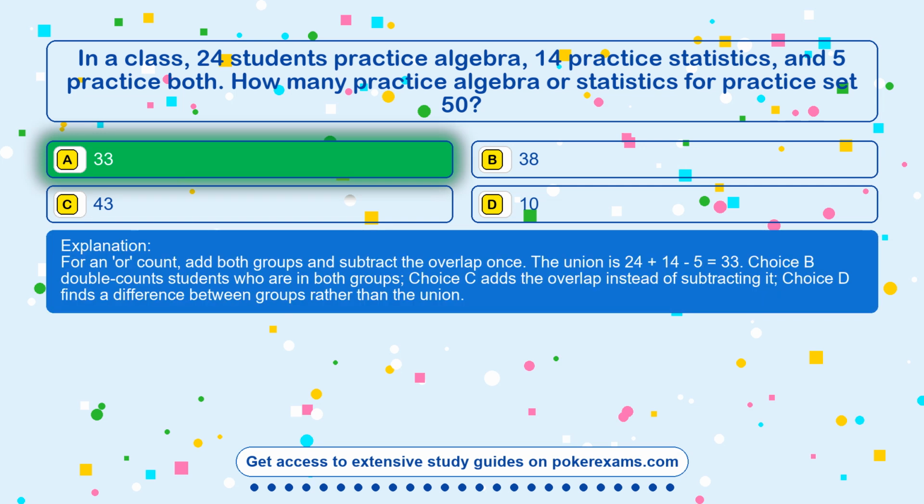For an OR count, add both groups and subtract the overlap once. The union is 24 plus 14 minus 5 equals 33. Choice B double counts students who are in both groups, choice C adds the overlap instead of subtracting it, choice D finds a difference between groups rather than the union.